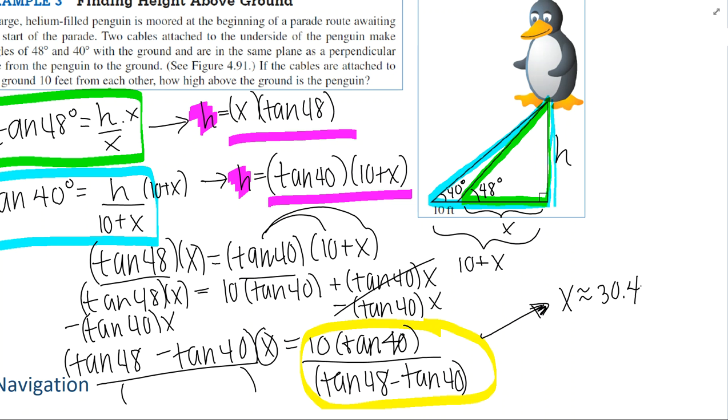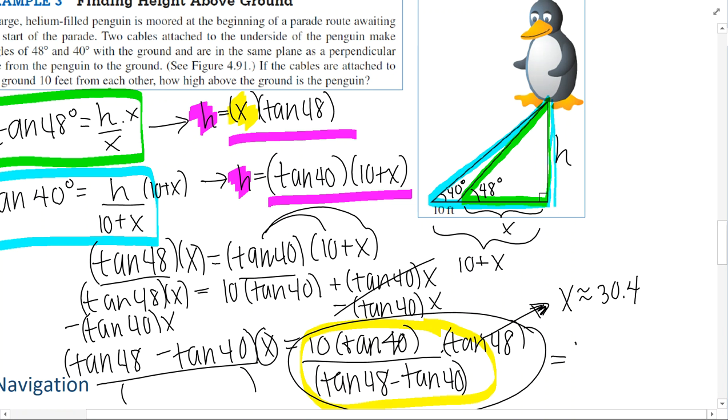Okay, because to get h, remember, once we have x, just multiply it times the tangent of 48. So I suppose what you could do is just multiply this by another tangent of 48, and then this is your h. Okay, because if you look right here, if we substitute the x, we just got to multiply by the tangent of 48. All right, so you go ahead and do that, and you should get 34.3 feet in the air.